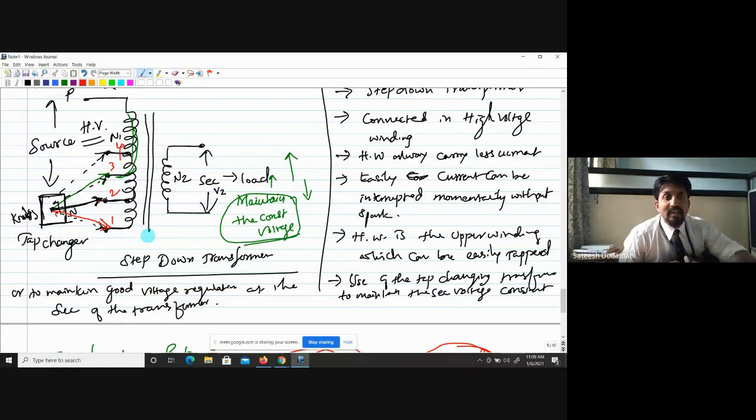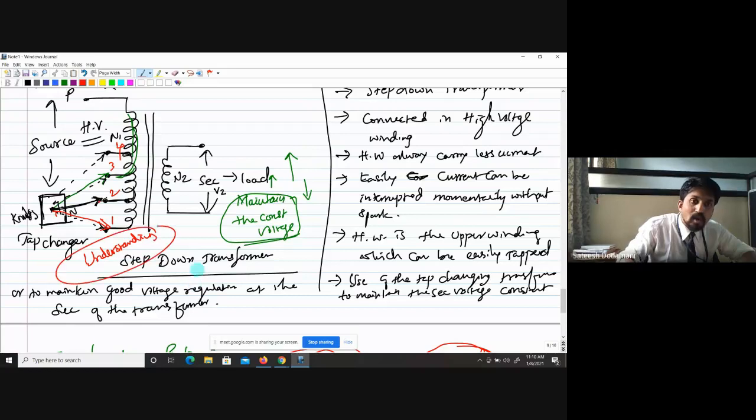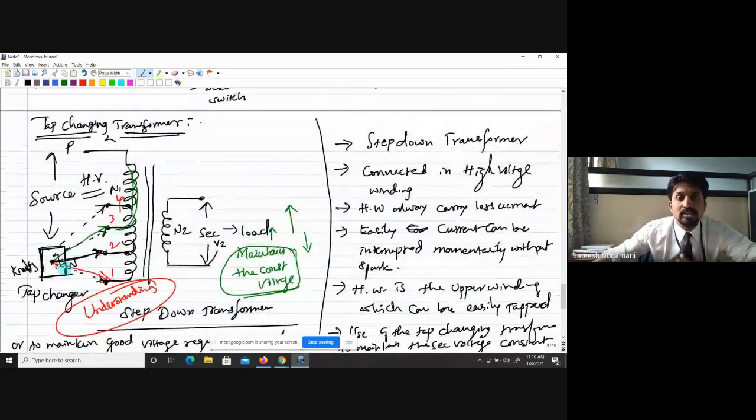To avoid that sparking, the actual connection is different. This is just for the point of understanding the concept. We can draw this diagram, but how it actually works, there is some other system, and I will show that to you also. But before that, let me know, have you understood this concept of the tap changing transformer?